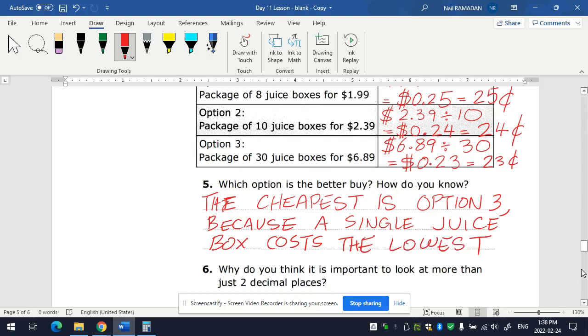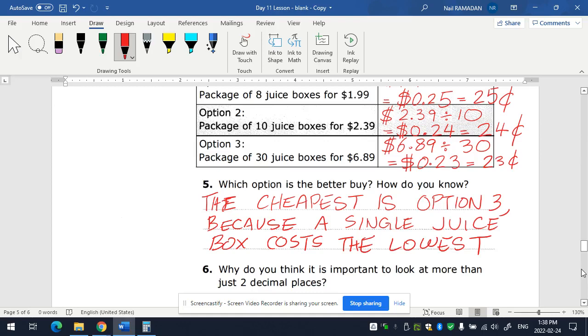Okay. Why do you think it is important to look at more than just two decimal places, like to actually look at the third one? Because you need to round. Now, let's be completely honest here. You're not buying a million juice boxes. You're only buying, I don't know, 10, 20, 30. How big could your party be? However, if you're buying juice boxes for an entire campus or a huge place or a huge business, then you know what?